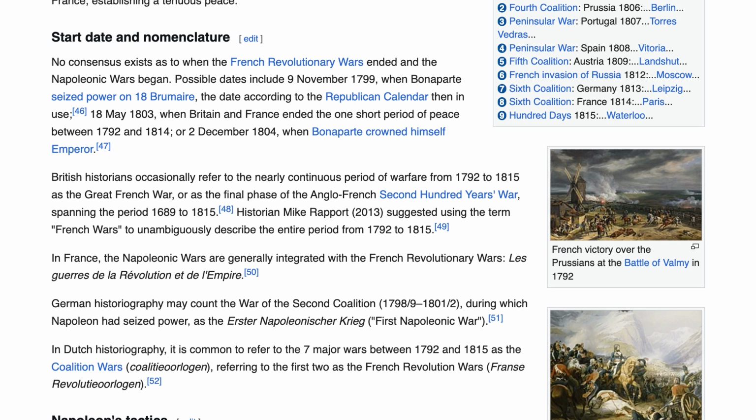In France, the Napoleonic Wars are generally integrated with the French Revolutionary Wars, les guerres de la Révolution et de l'Empire. German historiography may count the War of the Second Coalition, 1798 to 1801, during which Napoleon had seized power, as the Eerste Napoleonische Krieg, First Napoleonic War. In Dutch historiography, it is common to refer to the 7 major wars between 1792 and 1815 as the Coalition Wars, Coalitieoorlogen, referring to the first 2 as the French Revolution Wars, Franse Revolutieoorlogen.